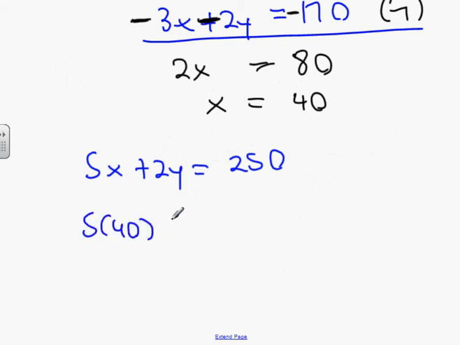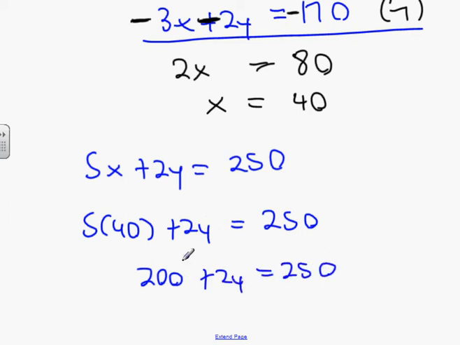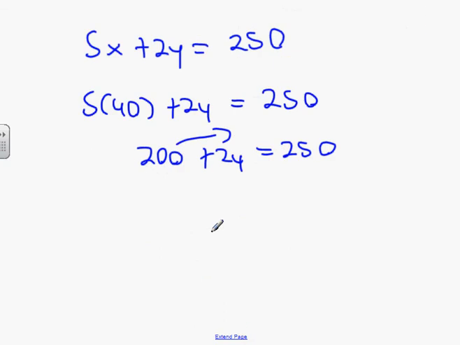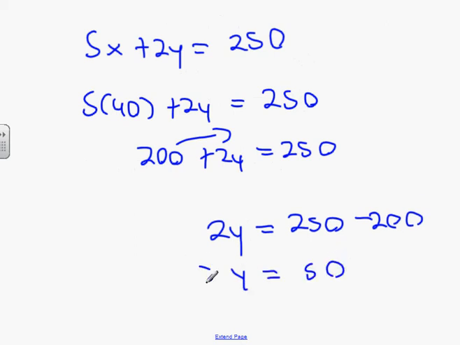40. 5 times 40 plus 2y equals 250. 5 times 40 is 200. Good man. And then where does the 200 go? Over there, so 2y equals 250 minus 200. And then after that? 2y equals 50. Yeah. And y equals? 50 divided by 2? 25.